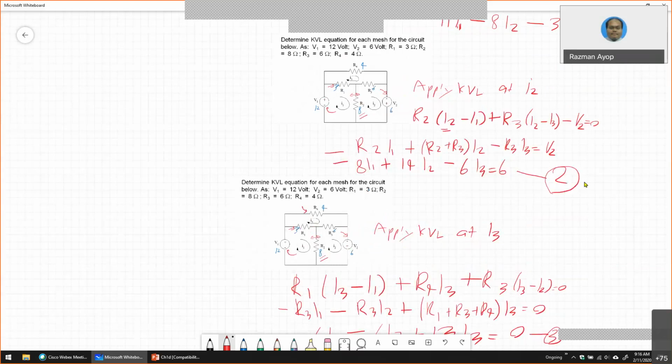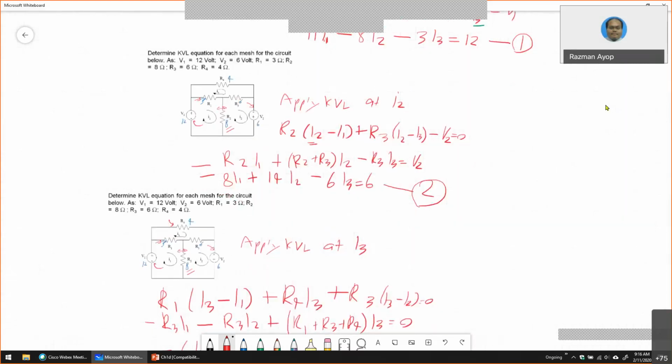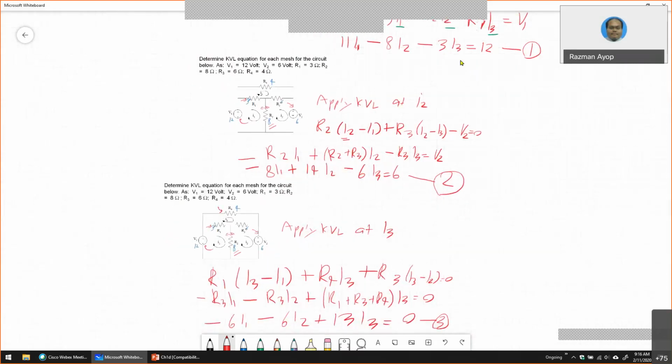Second, this one is second, and this one is the first. So try to solve this. From this, you will get I1, I2, I3. Try to use your calculator to get the answer.